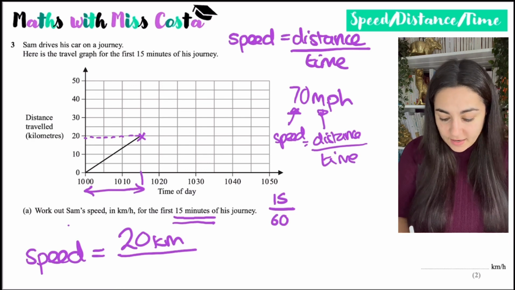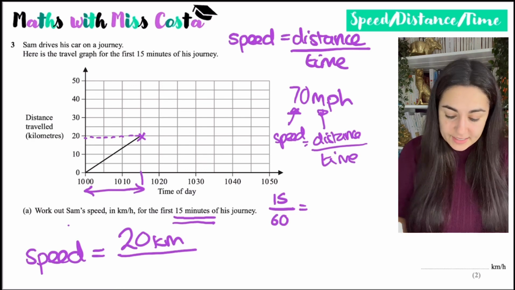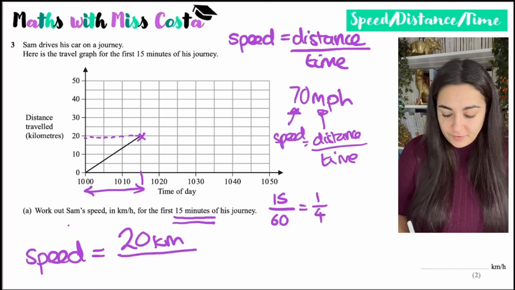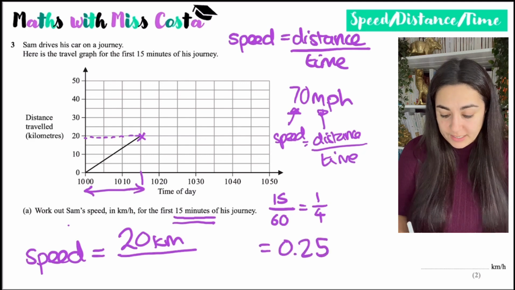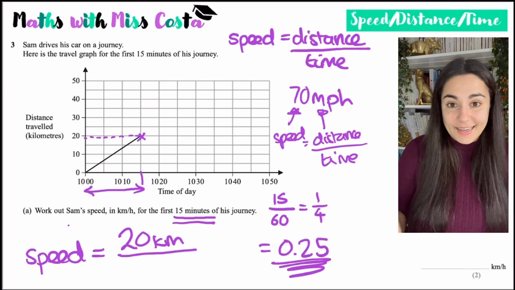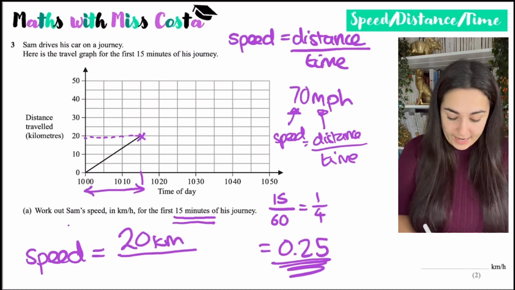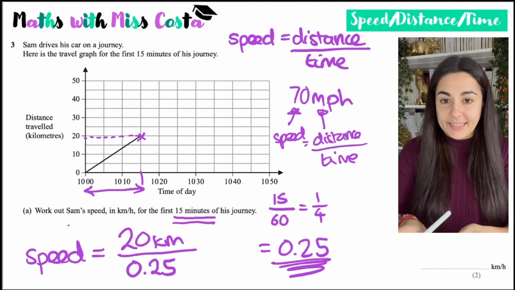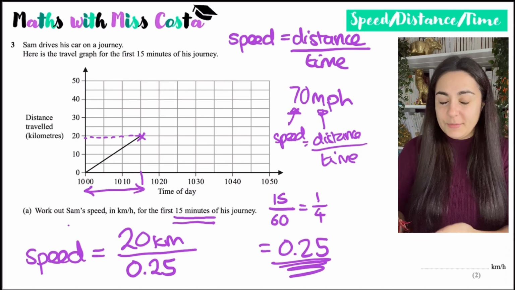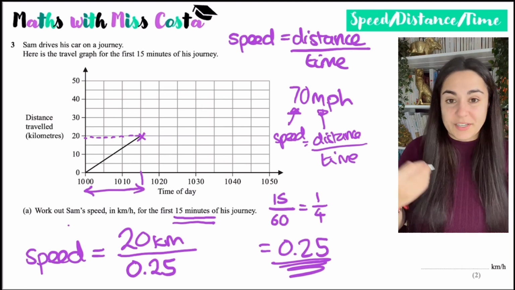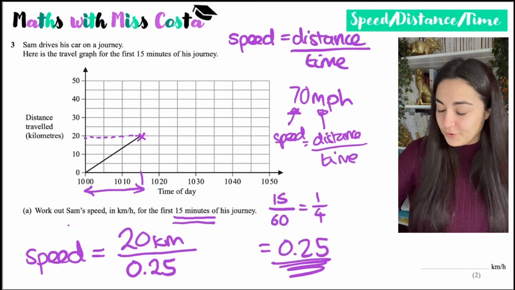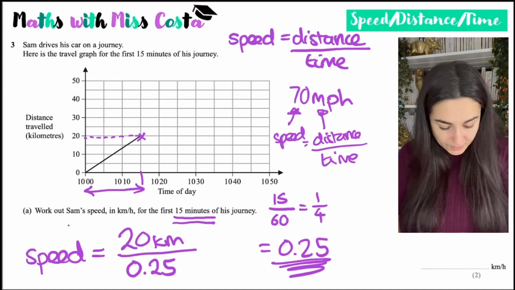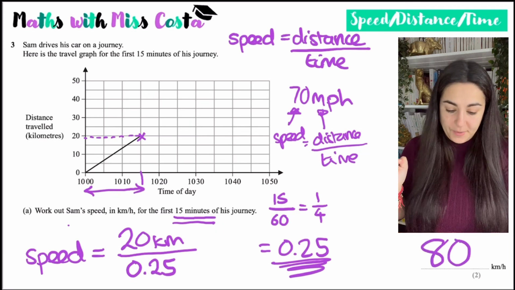So 15 over 60, I can simplify that. You've got your calculators, divide it by 15, that would be a quarter. And a quarter, well, if you don't know how to divide, just type it into a calculator. That would give you 0.25. So 15 minutes is 0.25 of an hour. So what I would do to work out the speed is 20 divided by 0.25. And dividing by 0.25, or dividing by a quarter, is the same as timesing by 4, but you don't need to know that because you've got a calculator, but it's handy if you do. So 20 divided by 0.25 is going to give me 80 kilometers per hour.